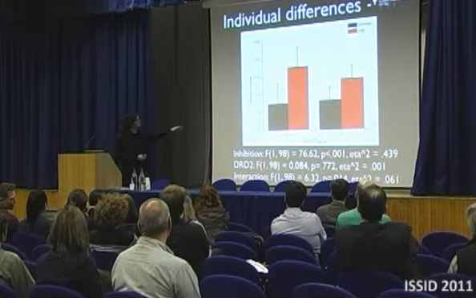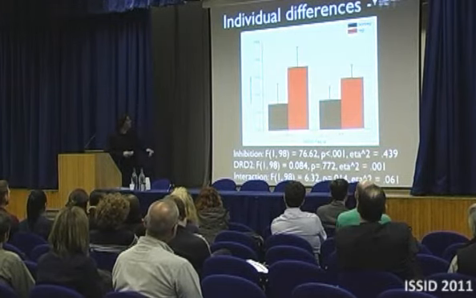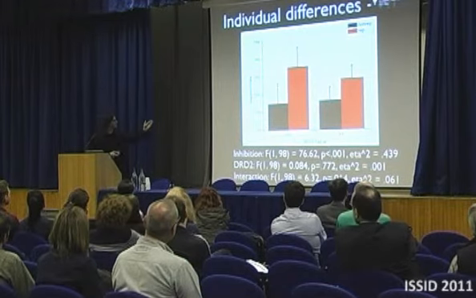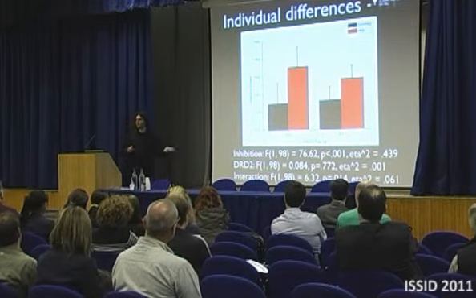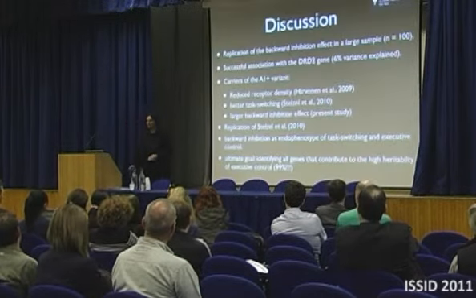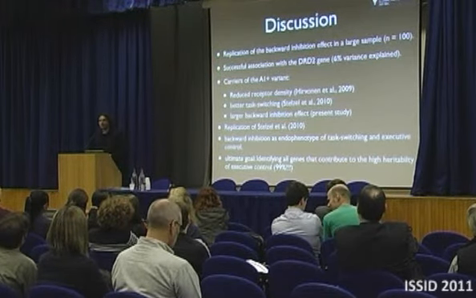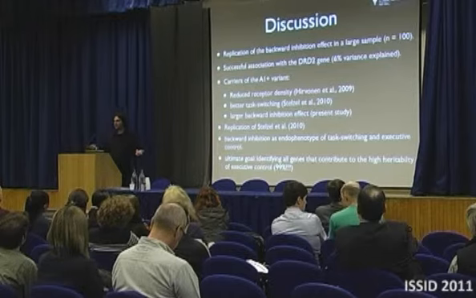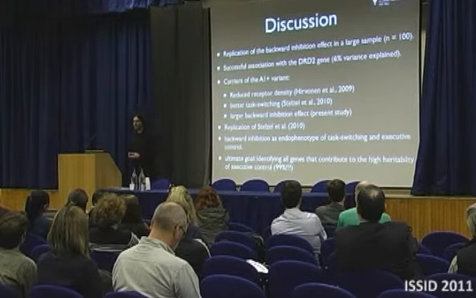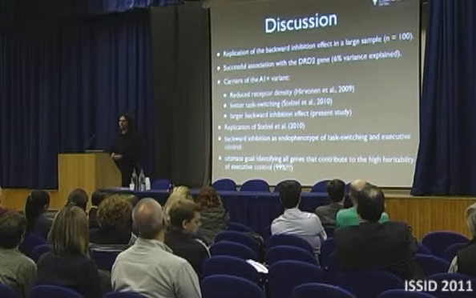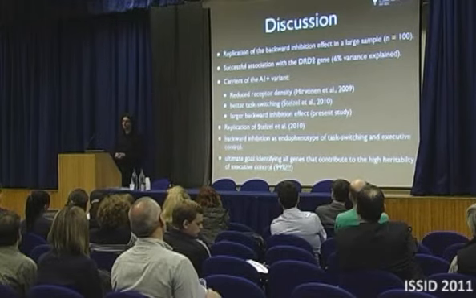But it's somewhat stronger, and this is qualified by a significant interaction between task condition and genotype for A1 plus carriers. Those people have a much stronger backward inhibition effect than those who don't carry this genetic variant. All right, an attempt to explain what we found. First of all, we were able to replicate the backward inhibition effect in a pretty large sample, and by pretty large, I mean 100 people. And we were successfully able to associate the DRD2 gene with the backward inhibition effect, and we were able to explain 6% of the variance in this phenotype.